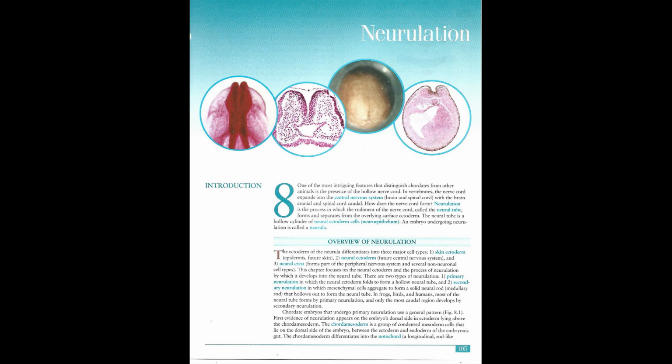Neurulation is the process in which the rudiment of the nerve cord, called the neural tube, forms and separates from the overlying surface ectoderm. The neural tube is a hollow cylinder of neural ectoderm cells, neuroepithelium. An embryo undergoing neurulation is called a neurula.